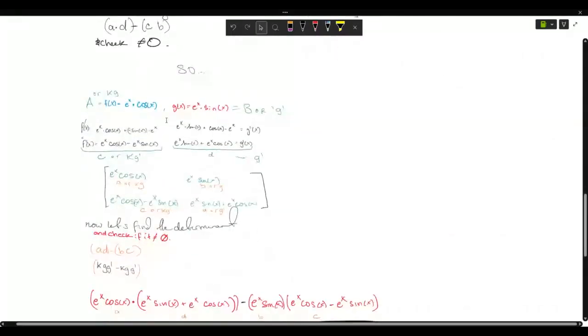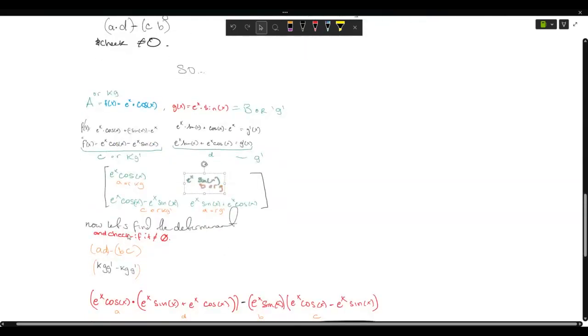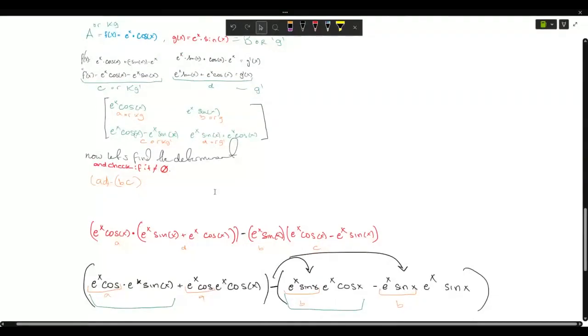A would be f of x, B would be g of x, C would be the derivative of A, and D would be the derivative of B, right? And so we have to check the determinant and see if it's not zero. If the determinant is zero, that means they are dependent. Let's get rid of this so we don't ever look at that again. Yes, minus. Sorry about that. I was a bit sleepy when I was doing this one.